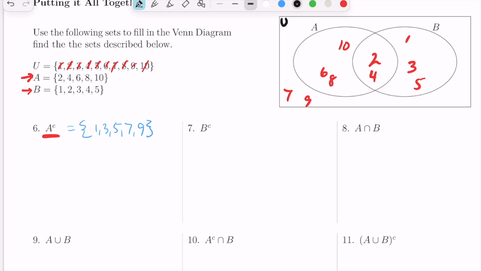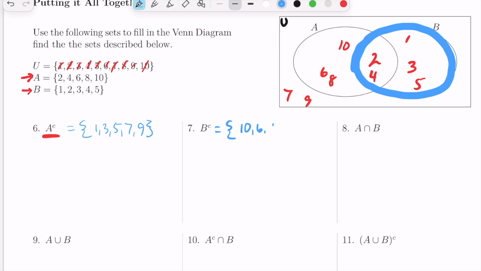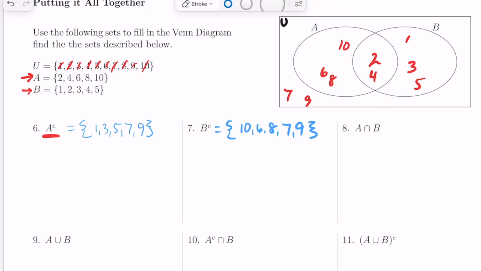The next one, B complement. What I like to do is circle B and say, well, B is everything inside the circle, so B complement is everything outside the circle. That would be 10, 6, 8, 7, 9. The order that you write these doesn't really matter. Every once in a while, you'll run across someone who says they need to be written in ascending order. That's okay. If that's what they need, that's fine. But it really is just a list of numbers, and the order of that list doesn't truly matter. As a teacher, it's much easier for me to grade them when they're written in ascending order, but technically this is still correct.